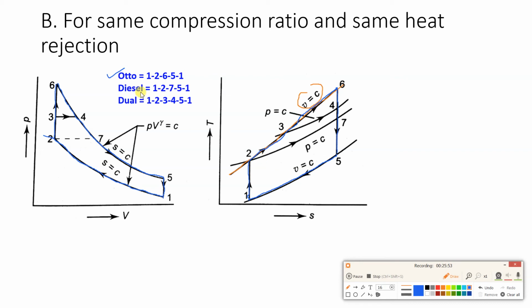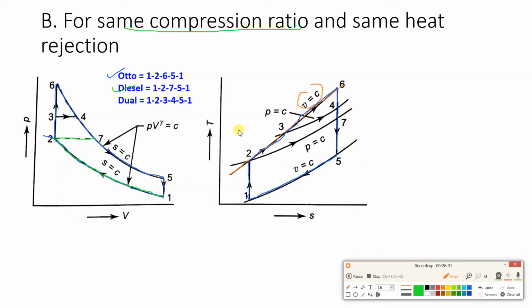Next cycle we will take diesel cycle. So for same compression ratio, meaning 1 to 2 process is remaining same. So 1 to 2 we are maintaining same compression ratio. So isentropic compression in case of diesel cycle. Then 2 to 7, here 2 to 7, this one is constant pressure heat addition in case of diesel cycle.